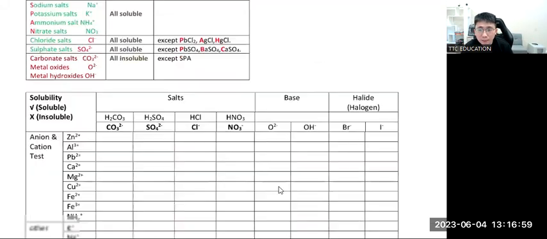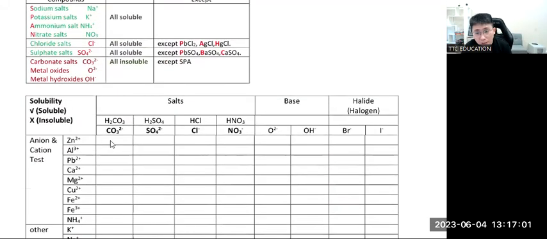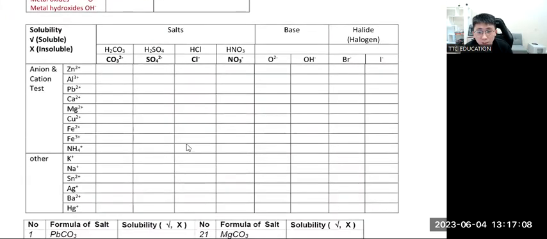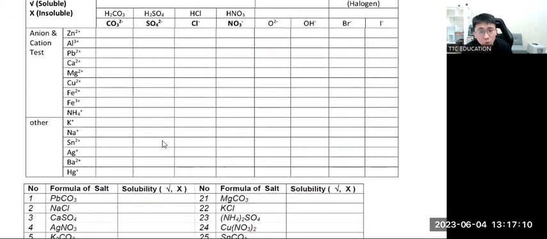Okay, so these are some practice you can do yourself. You put a tick or a cross to see whether it is soluble or insoluble. So in this case, this one just leave it. I'm going to do this just for yourself.